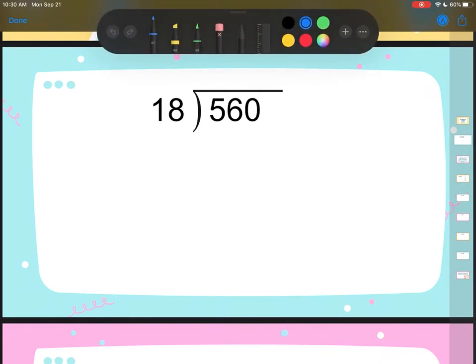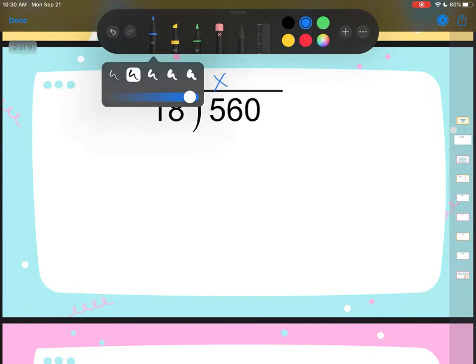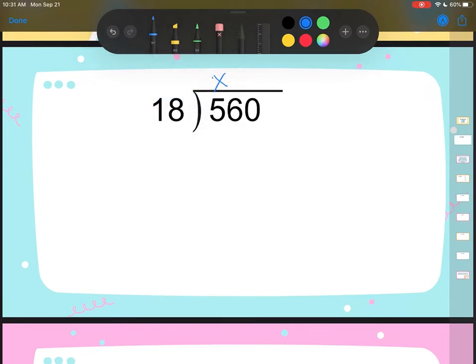So I can do this a couple different ways. I'm still thinking about it just like I would with normal division, right? I have to think about how many times 18 can go into these numbers. Well, 18 can't go into 5, so I'm going to put an X above that 5. But 18 can go into 56. So 56 is what I'm thinking about, how many times 18 can go into 56.